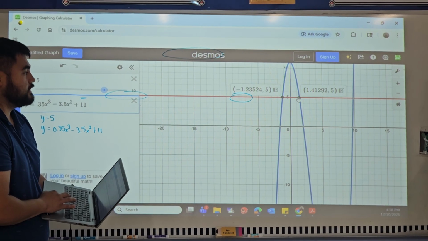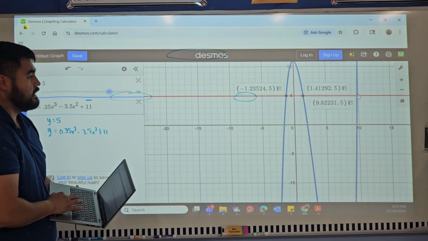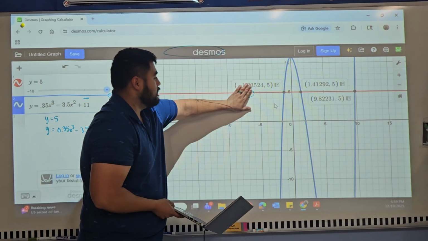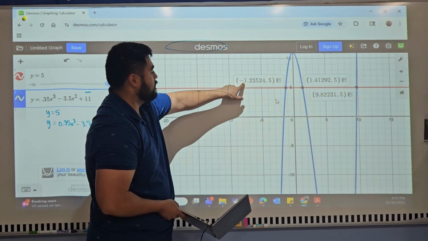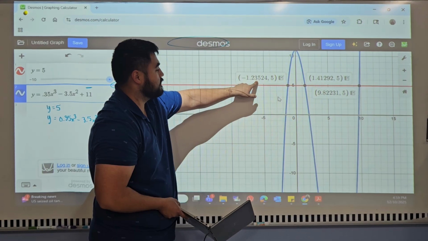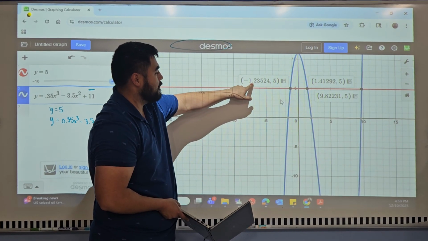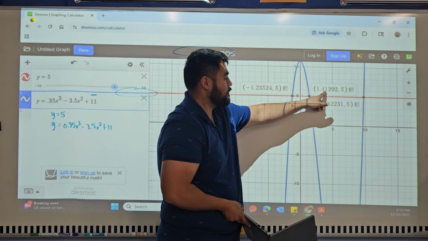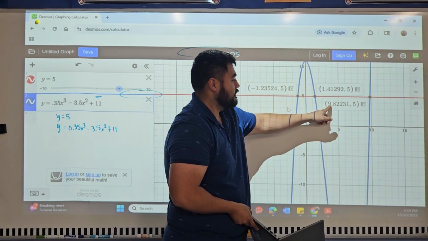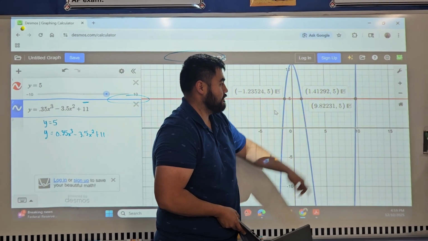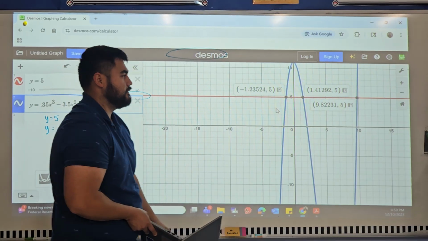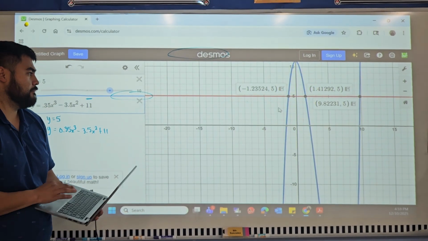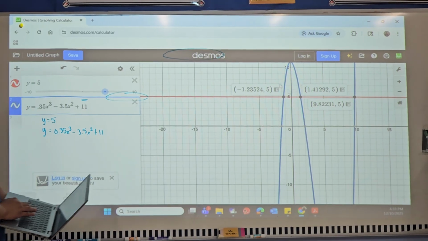1, 2, and 3. And again, only 3 numbers after the decimal. So it's going to be negative 1.325. It's also going to be 1.412, 9.822. Do I round? No. Do I put all of it? No. Only 3 numbers if you're doing decimal approximation. So those are my 3 answers.